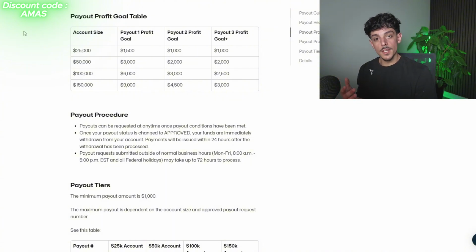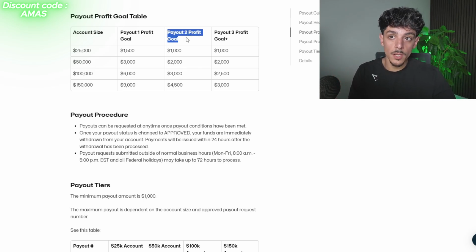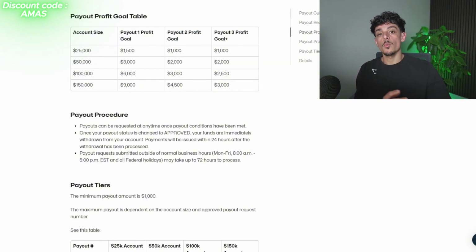Then if you keep that account and request another payout, as soon as you make 2K, you can request another 2K payout. This is why the payout to profit goal is 2,000 rather than 3,000, because that $1,000 of drawdown left on the first payout is still counted as profits that you've made. On the third payout, it's the same, so you would need to make $2,000 again.